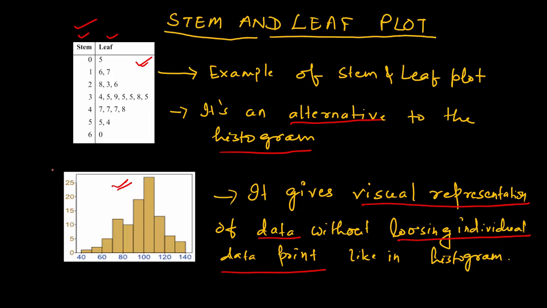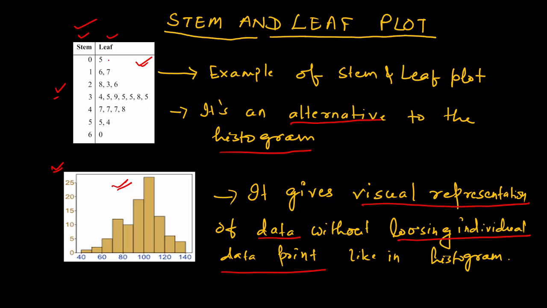In a histogram, on the y-axis we have frequency, and on the x-axis we have the range in which the numbers, the actual data points, fall into, right? Whereas in the stem and leaf plot, you do not lose the individual data points. In this case, the individual data points are represented on the plot.